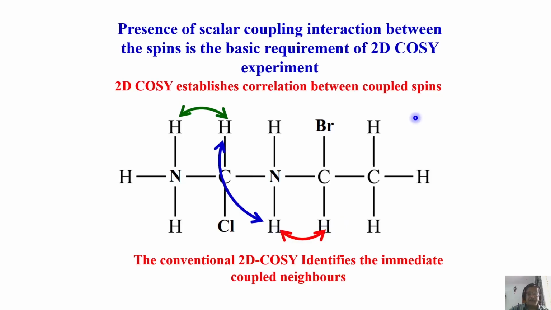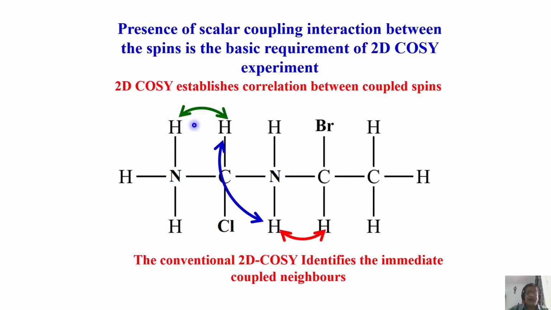It can go like this. It can go on and on like this. So what I'm trying to say is, so long as there is a coupling, you get cross peaks to all the coupled spins. Of course, depending upon the mixing time and the strength of coupling, you may also get long range coupling in COSY. You can see this is coupled to this also. You may see this cross peak also.